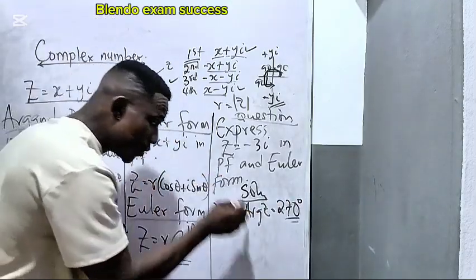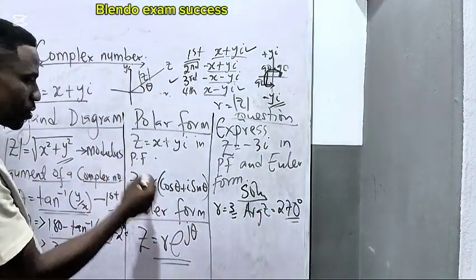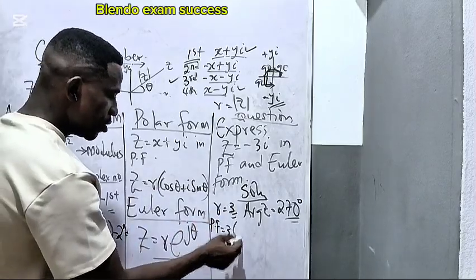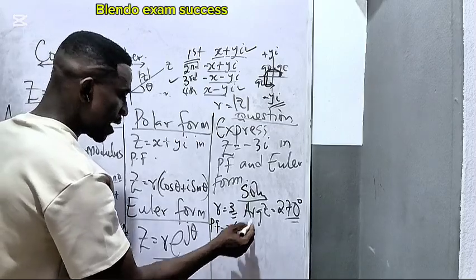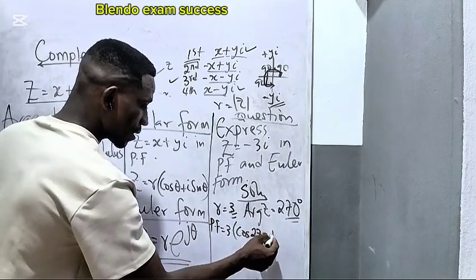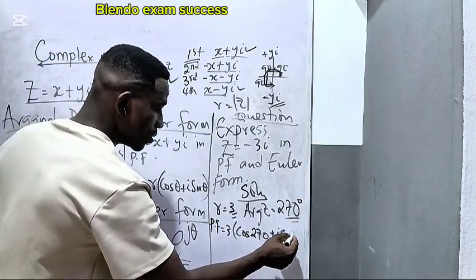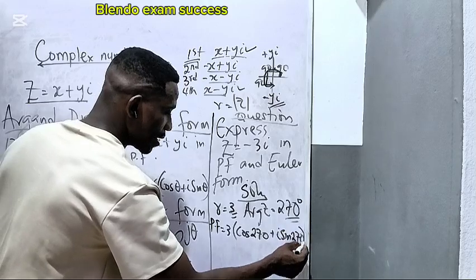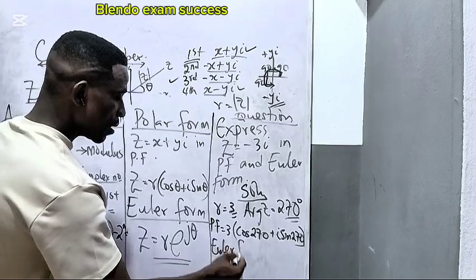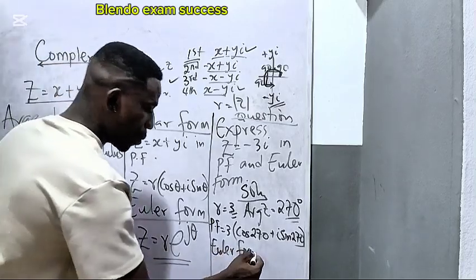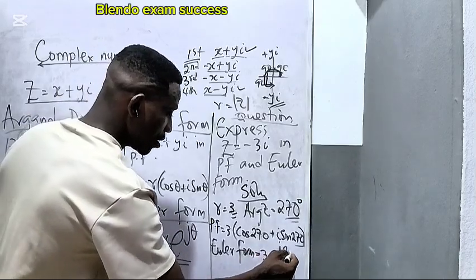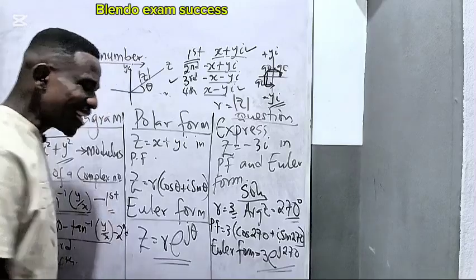Now, because we've known the arg and r, remember the expression of polar form. Polar form is equal to r, which is 3, into cos theta, where theta is the arg, which is 270, plus i sine 270. So that is the answer to polar form. Then, Euler form is equal to, what is r? 3 e j 270. So that is it for this video.